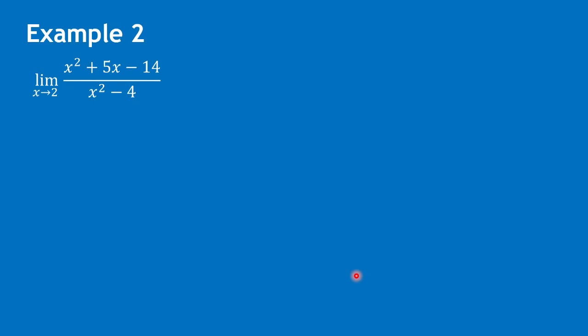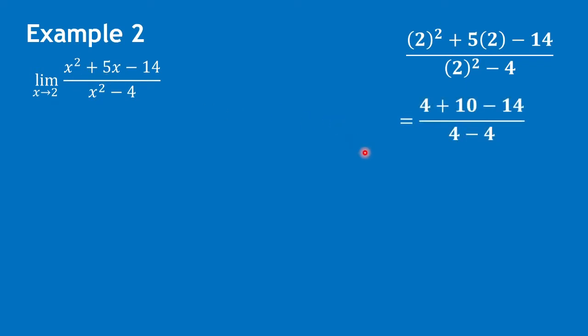For example 2, the given is x squared plus 5x minus 14 all over x squared minus 4 as x approaches 2. Let us show that this is really in indeterminate form by substituting 2 to our x. So we would be having 4 plus 5 times 2 is 10 minus 14, and that would be 0 over 0.